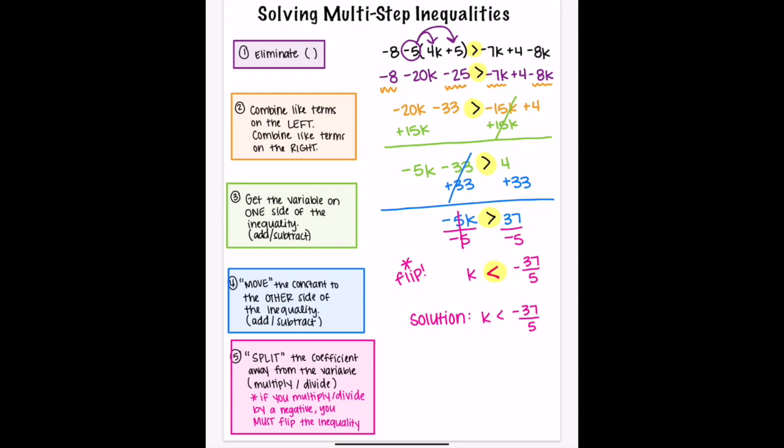So what that would look like on a number line, let's just say we have -37 over 5. Drawn on the number line, because this is a less than, not a less than or equal to, this would be an open circle on -37 over 5 and everything less than that. So everything to the left.